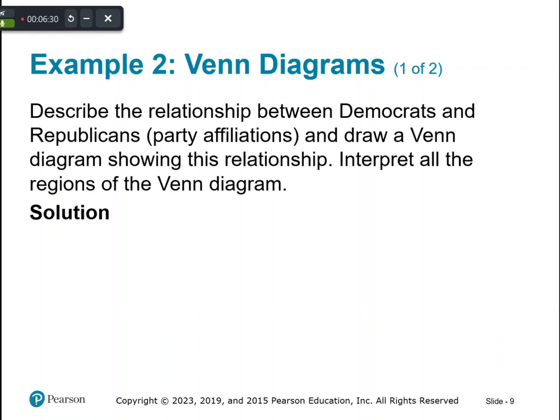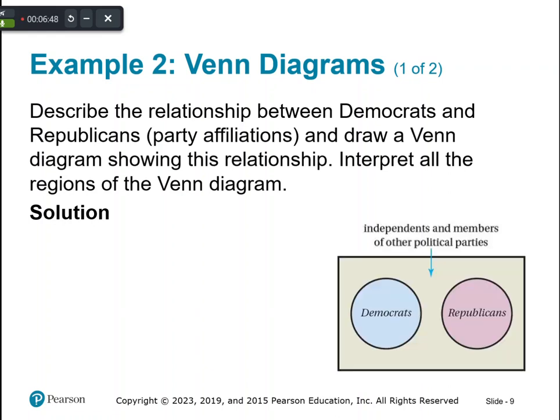All right, so let's use Venn diagrams to describe the relationships between a few things. Democrats and Republicans, party affiliations. Draw a Venn diagram showing this relationship. Interpret all the regions of the Venn diagram.